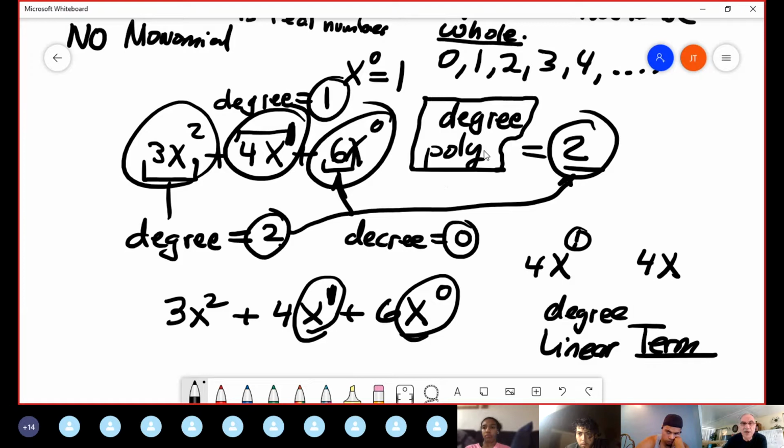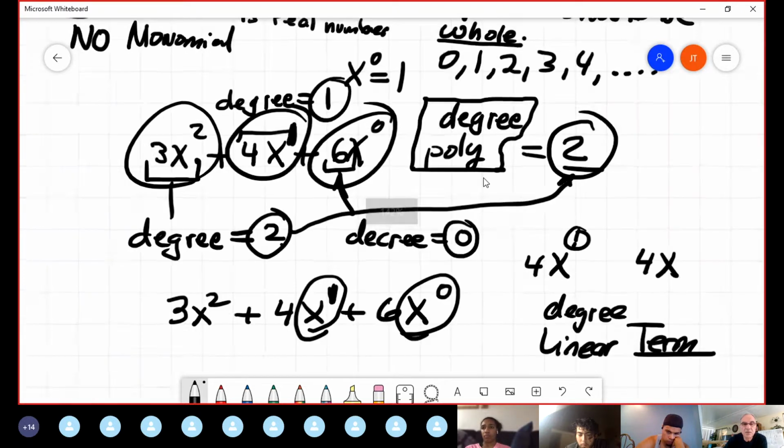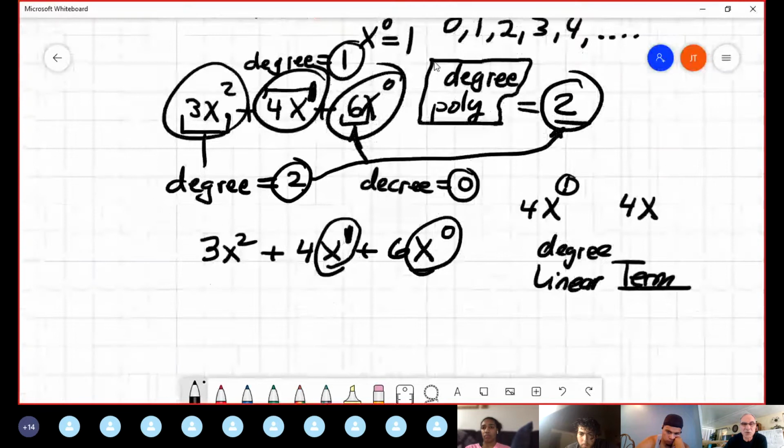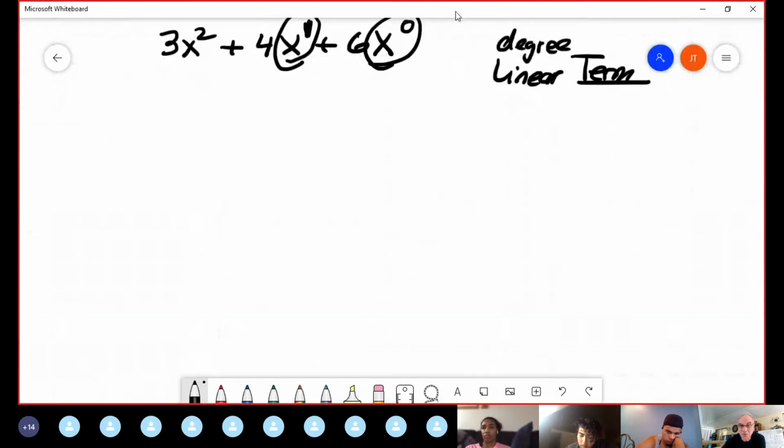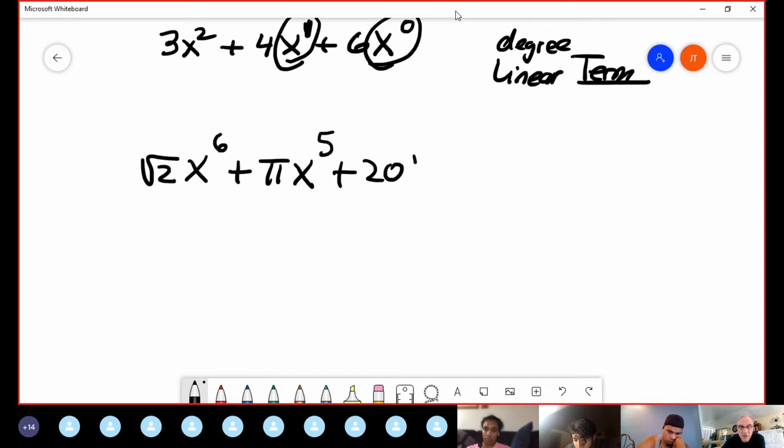Okay, repetition again, another example. This is super straightforward. Suppose this: radical 2 times x to the 6th power, plus pi times x to the 5th power, plus 20 x to the 4th power, plus, not necessarily as a sequence, 40x plus 2000.